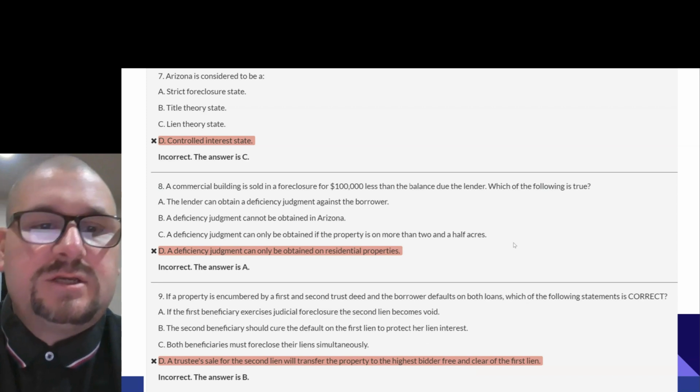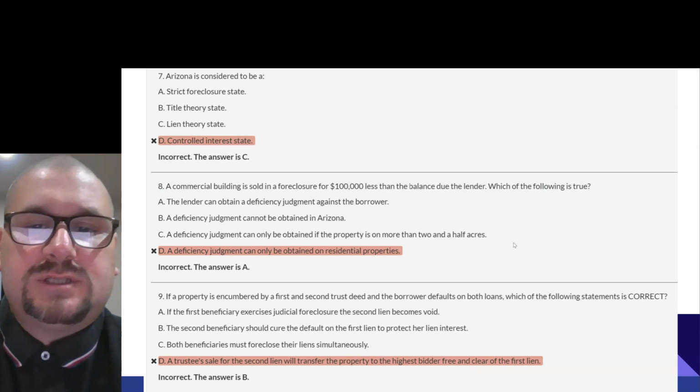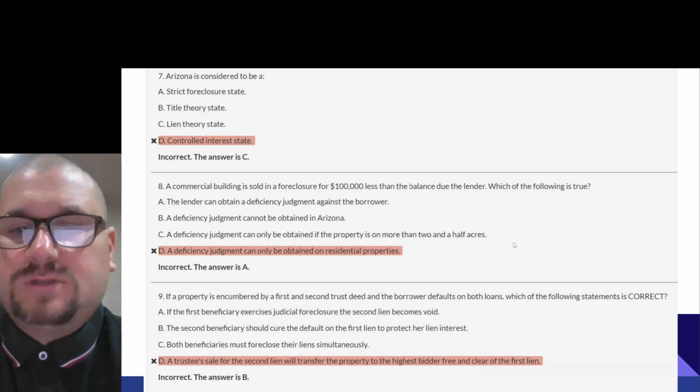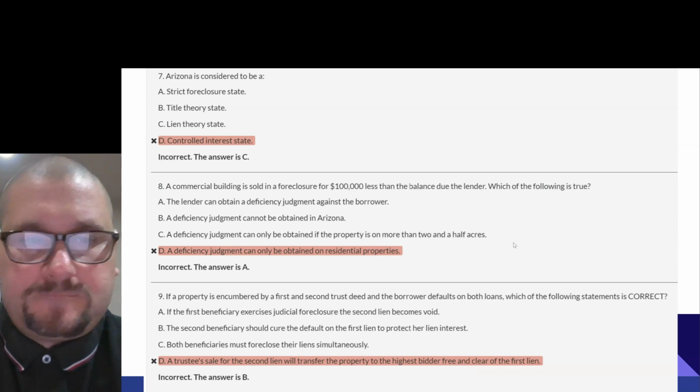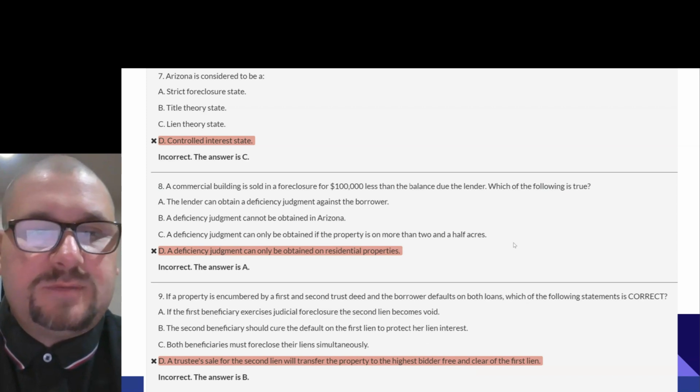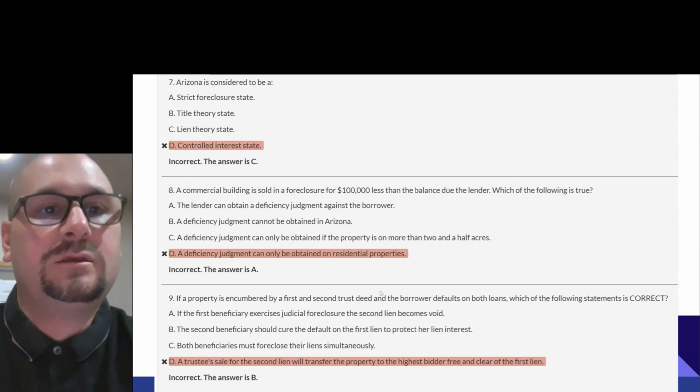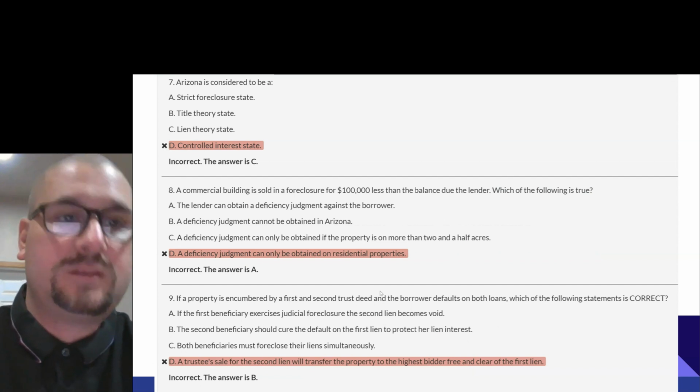If a property is encumbered by a first and second trust deed and the borrower defaults on both loans, which of the following statements is correct? Bravo. The second beneficiary should cure the default on the first lien. That's considered to be a lien theory state.